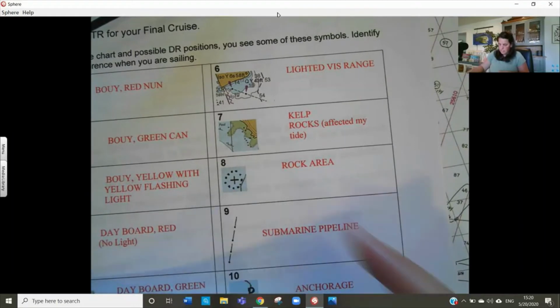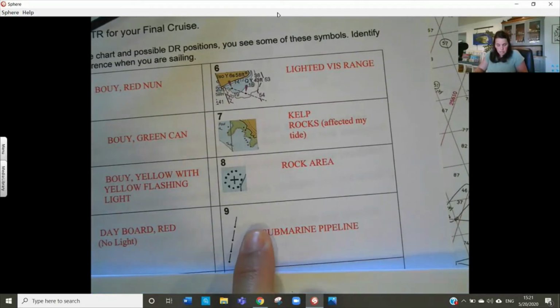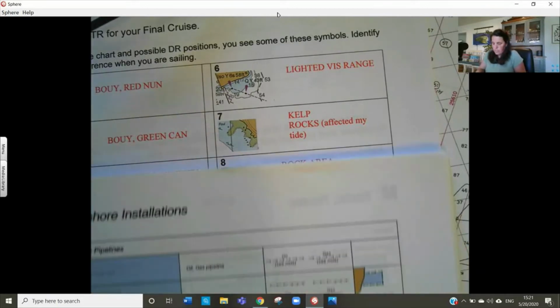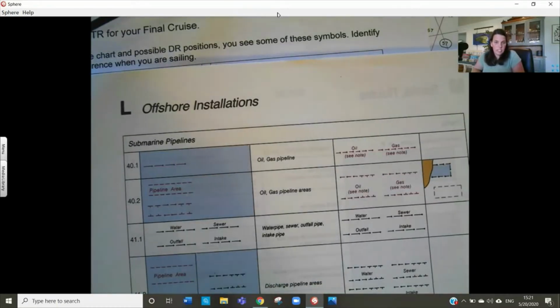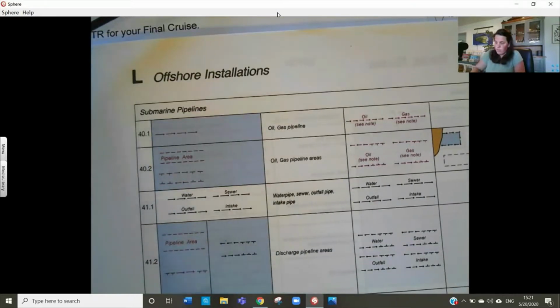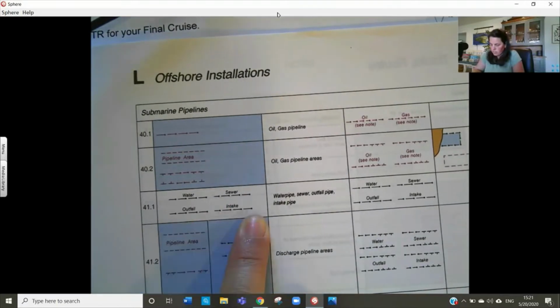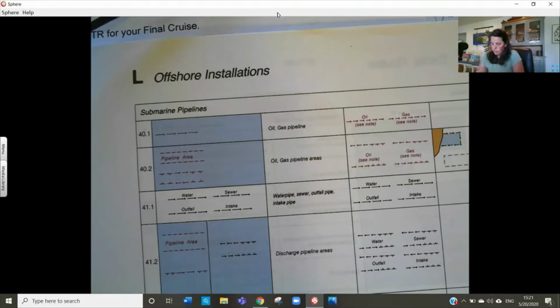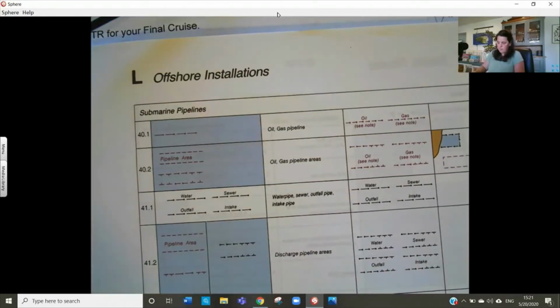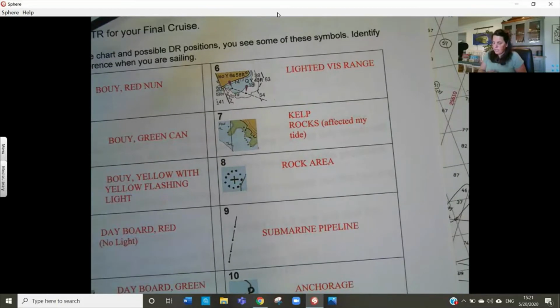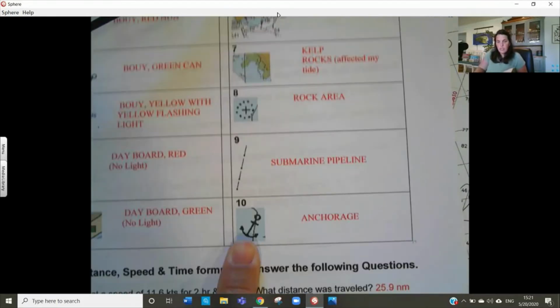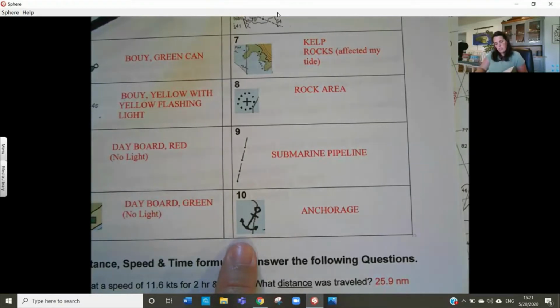Again, the plus sign is our rock area. The submarine pipelines are going to be in our offshore installations for L. We have a few of the oil gas pipelines. It might tell you water, sewer, intake, that kind of thing. So those are our submerged pipelines, submarine pipelines. And our last one, we have a little anchor. So we're going to find what that is.